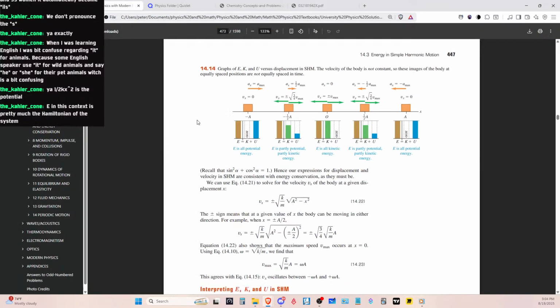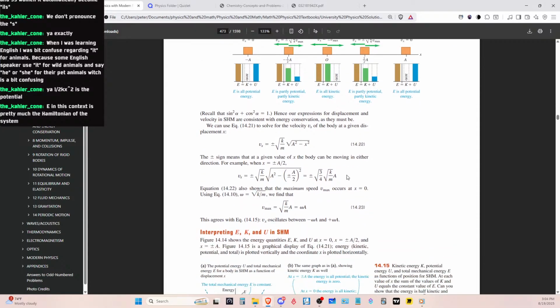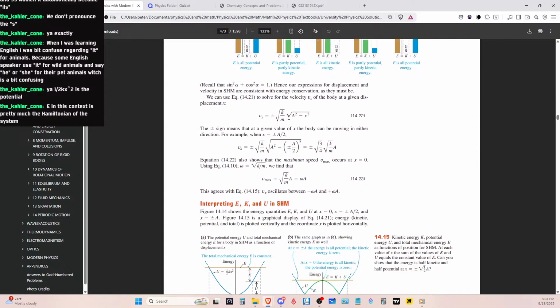Okay, so let's see a graph. Okay, yeah, it does tell you here. It's like the potential, the kinetic plus the potential. So they use U for the potential. Okay. Ooh. So they tell us what V is. Okay, that's something to keep in mind.